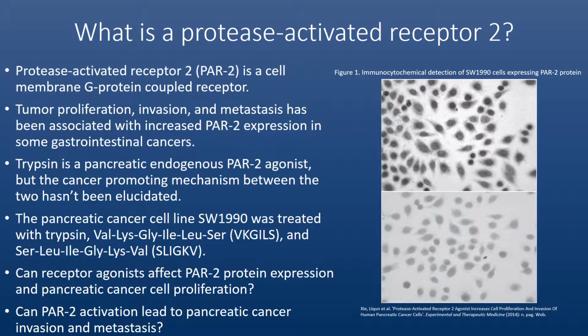Normal pancreatic cells and pancreatic cancer cells secrete trypsinogen. Trypsinogen becomes trypsin when it is activated, and trypsin is also an endogenous PAR2 agonist, but the cancer-promoting mechanism between the two hasn't been elucidated.